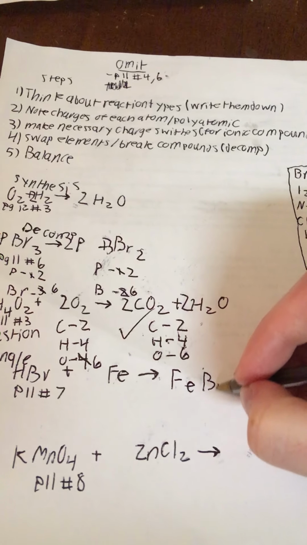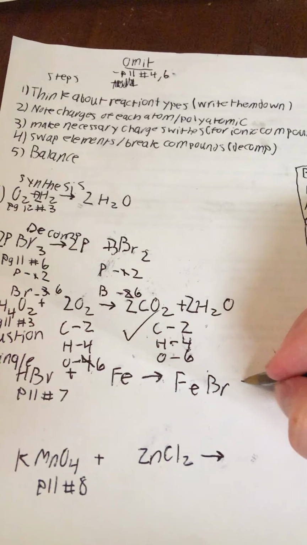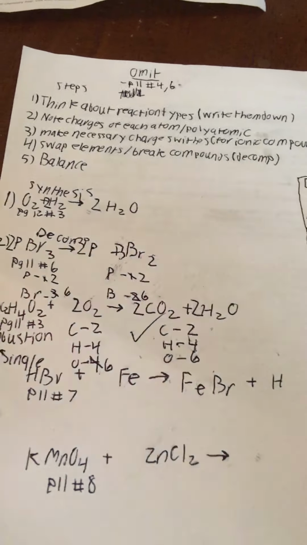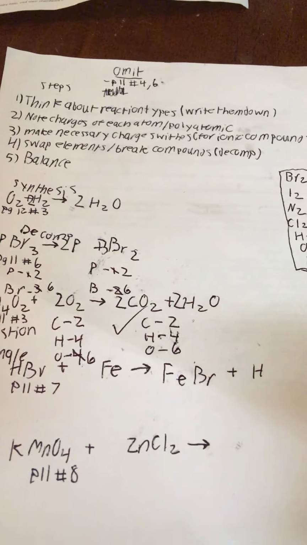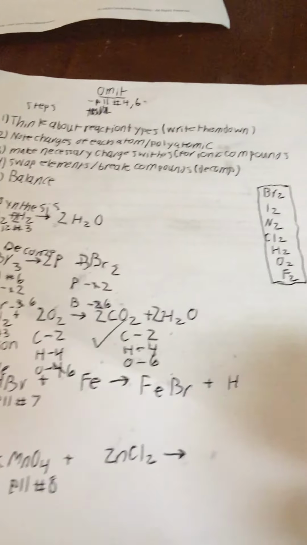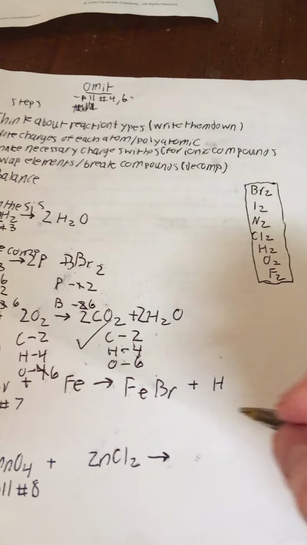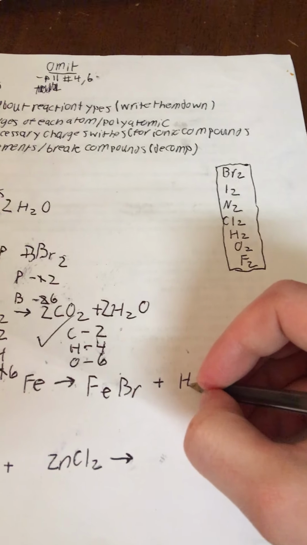FeBr plus H. What am I forgetting? Ooh, I forgot something, didn't I? Dante, what did I forget? Ooh, you're right. This is a Brinkelhoff, right? Okay, so yeah, so this H needs a 2.